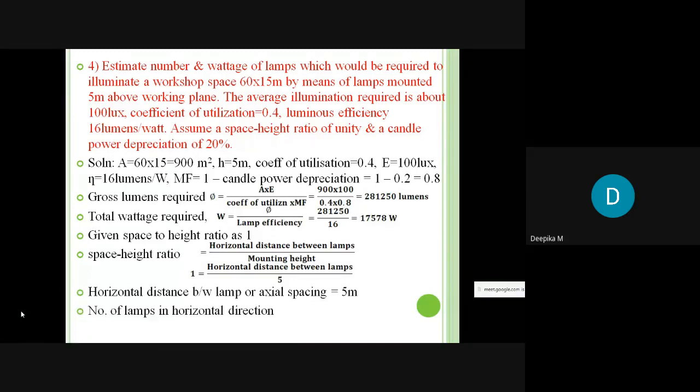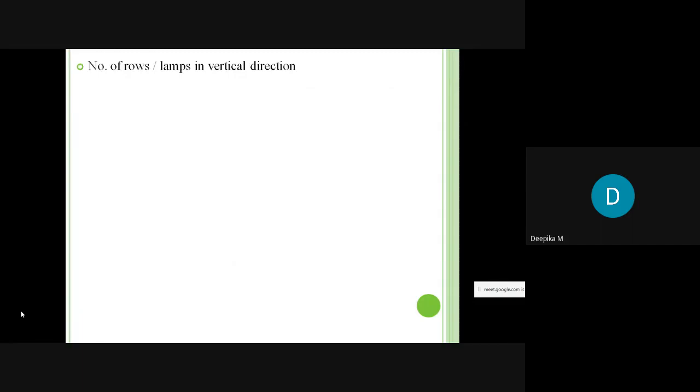Next, number of lamps in horizontal direction. How do we calculate this? So this is nothing but total length of room divided by the horizontal distance. So it will give you the answer 60 by 2, which is nothing but 12 lamps. So there are 12 lamps in horizontal direction. Next, in the same way, we can calculate the vertical direction.